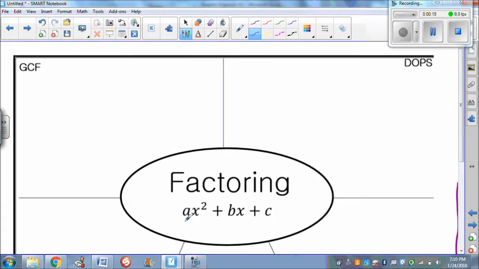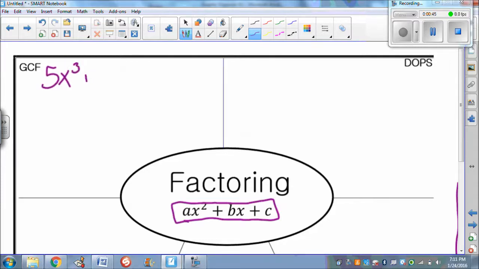Here's our basic general formula of a quadratic equation, where we have ax squared, some leading coefficient, could be any number, x squared plus bx plus c. So that's our general formula for the quadratic. Let's start out with our first type of factoring that we learned this unit, which is the GCF factoring. So let's take a look at an example of that.